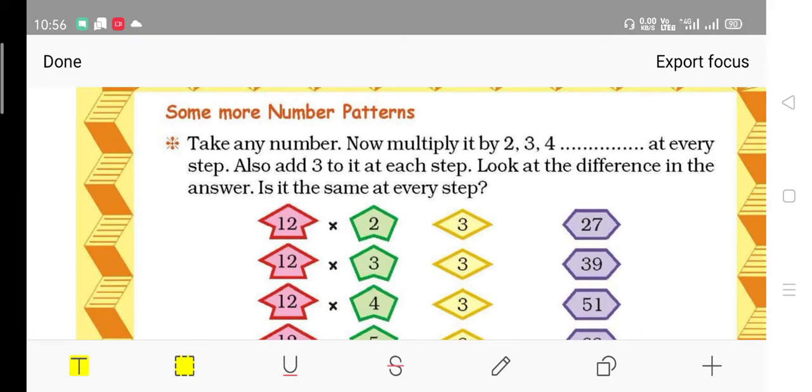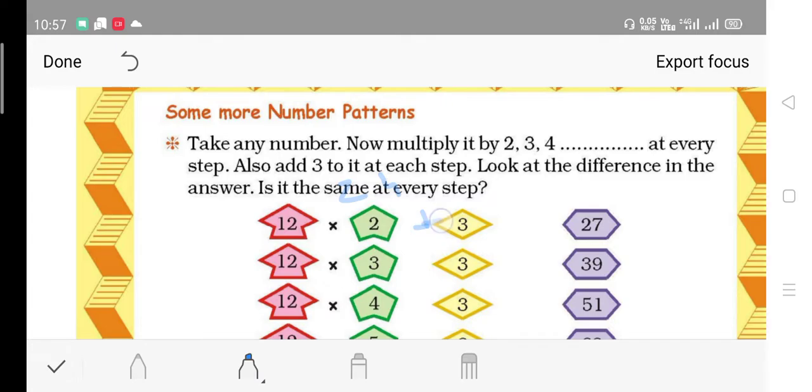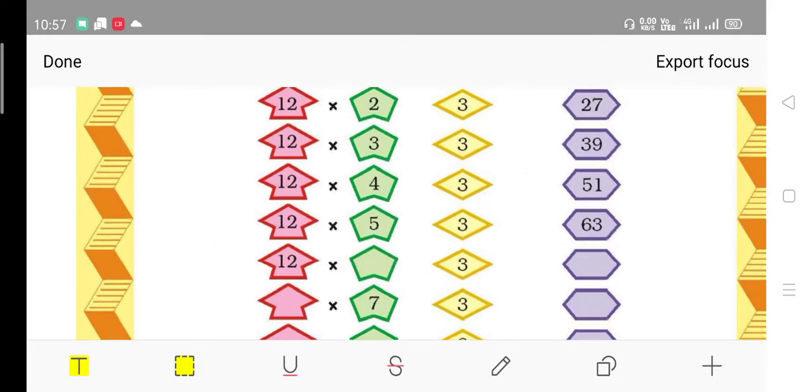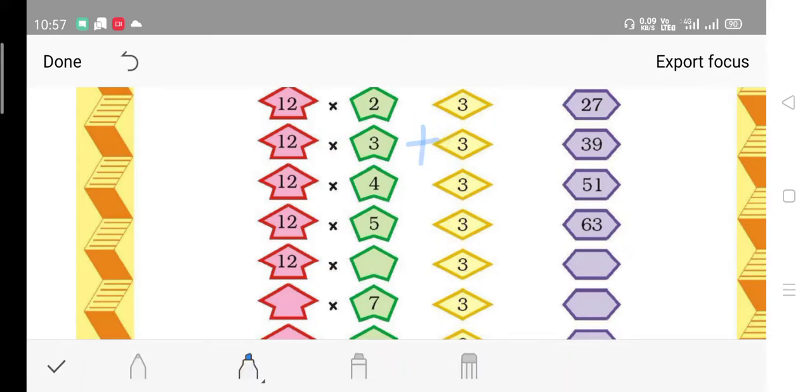Some more patterns. Here in this pattern, 12 multiplied by 2 will give you 24, and plus 3 will give you 27, right? Next, for the whole pattern, look at this: 12 3s are 36, plus 3 will give you 39, 12 4s are 48, plus 3 will give you 51, 12 5s are 60, plus 3 will give you 63. Now what will be the next one?